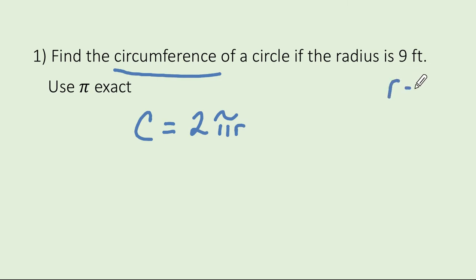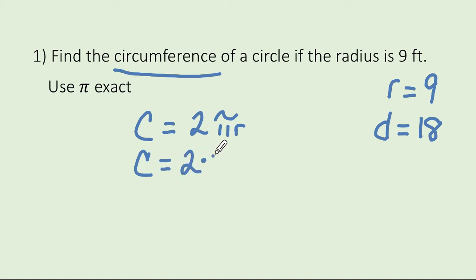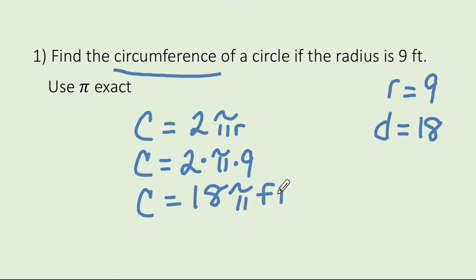I would also start each problem identifying what the radius is and the diameter, if possible. The radius is 9, diameter would be 18, just to make sure I'm going to put the correct value in the problem. So the circumference equals, we're going to substitute nothing in for the pi because it's saying to use pi exact, which means I don't put anything in there. I want to come over here and use the correct value here, 9. So the circumference is going to be 18 pi feet. And that is your final answer.